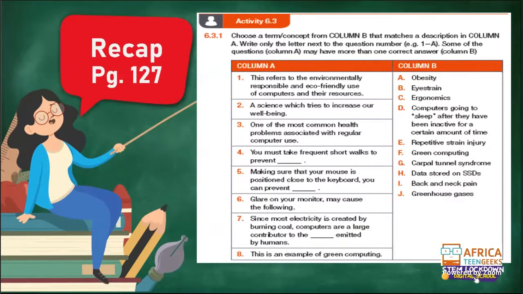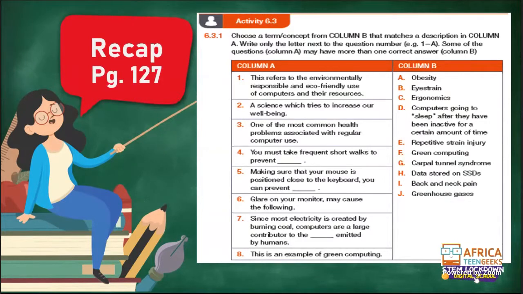Let's see, what about G? Carpal tunnel syndrome. It's to do with posture as well. Maybe this one you can place with one of the common ones, with 3. You can say, okay, 3. We can include it on 3. It's fine.